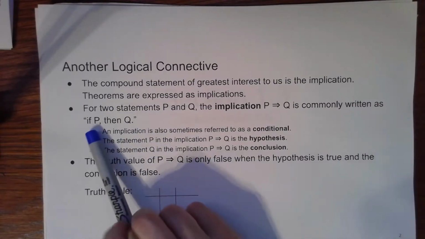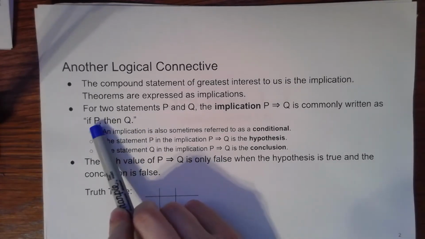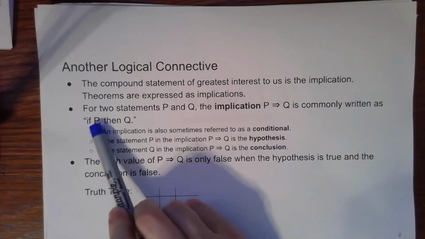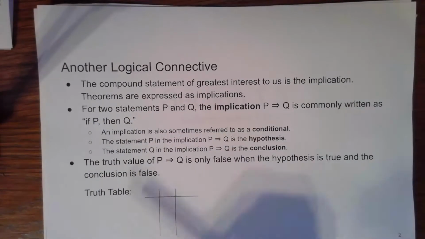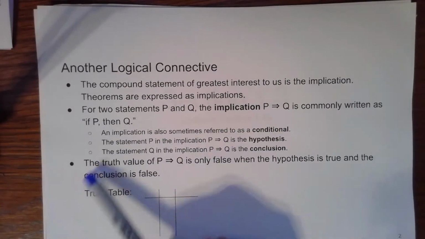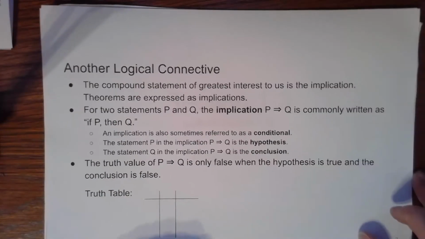Implications are statements that are like this: if P, something that is true or false, then Q, something else that's true or false. So if one statement, then another statement. And the reason these are so important is because all theorems are expressed that way.